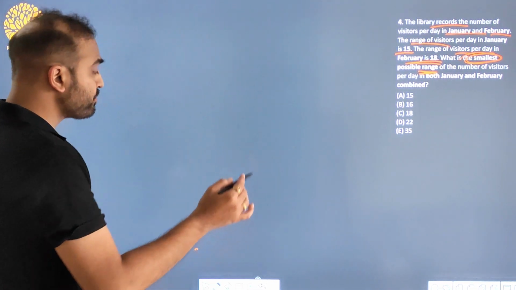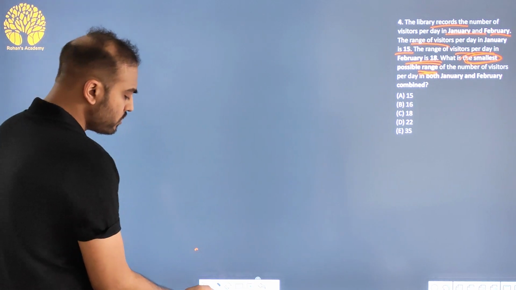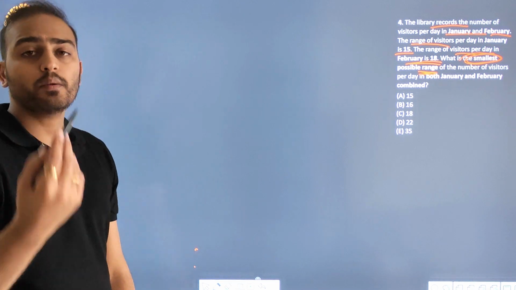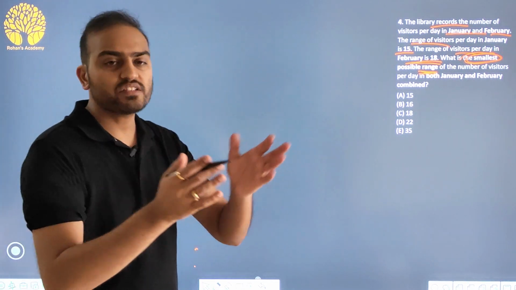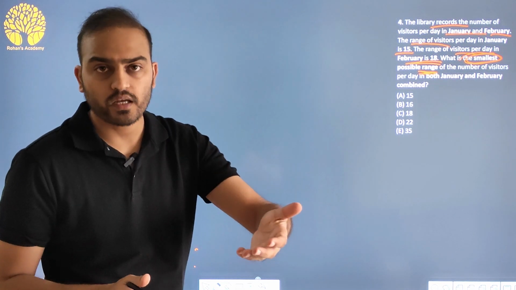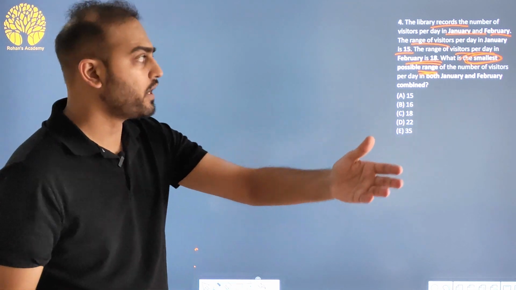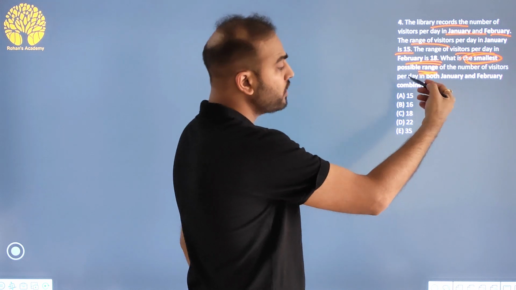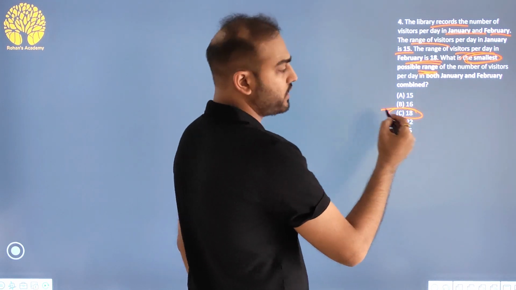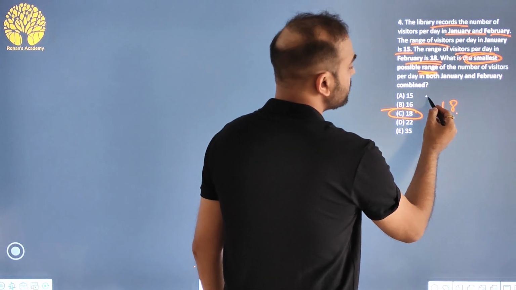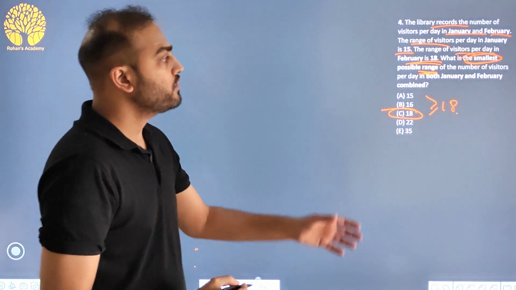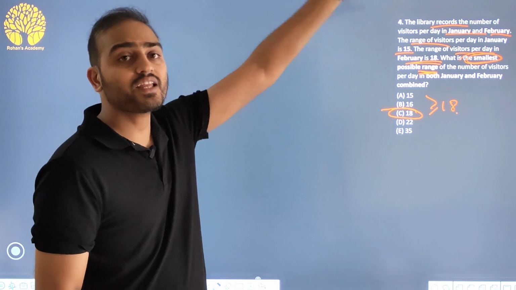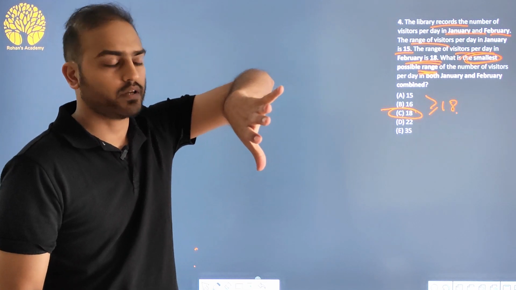If you remember, I told you this before. We'll study this in detail now. The concept is range can only be increased, right? When you mix data, range either stays the same or increases. So if you have two data sets with range 15 and 18, the smallest possible range is 18. Why? Because the range can only increase. 18 cannot shrink to 15, but 15 can increase to 18, right?